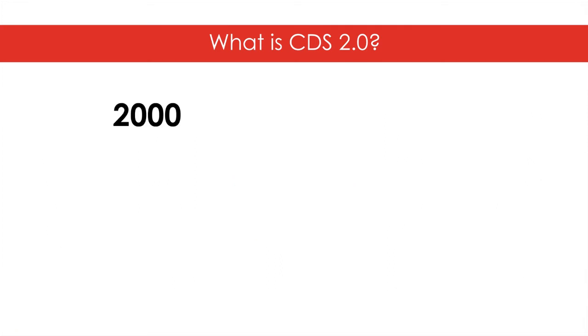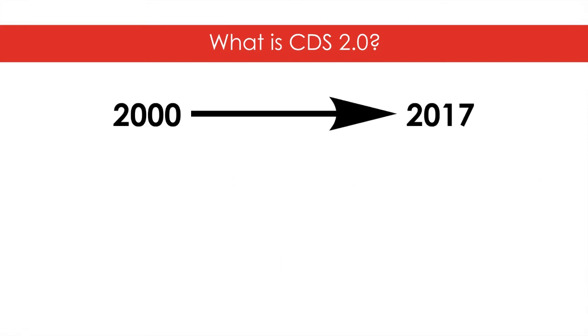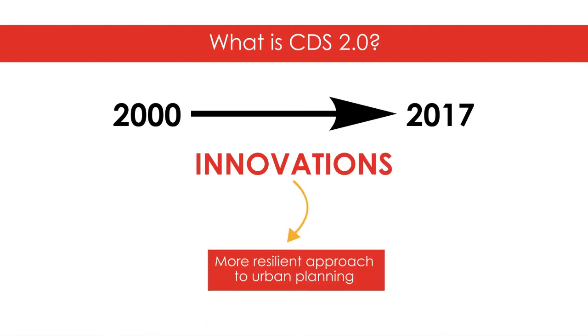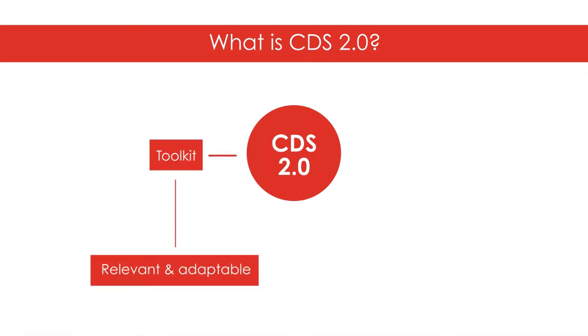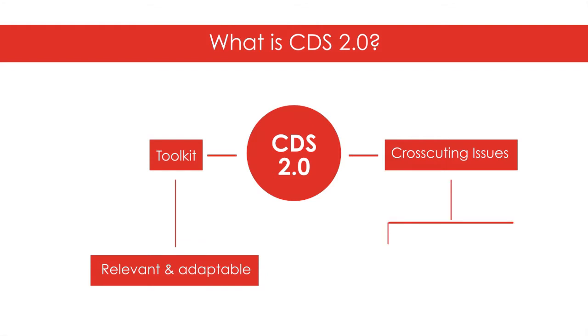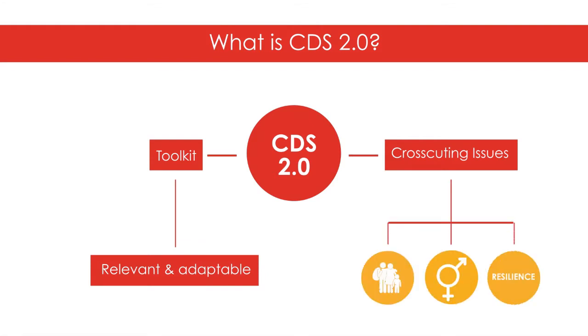After almost two decades of experience with CDS, Cities Alliance introduced innovations in the existing strategy to enable city managers to develop more resilient approaches to urban planning in primary and secondary cities. The new CDS approach, dubbed CDS 2.0, is a toolkit that is relevant and adaptable to a diverse range of cities. This toolkit recommends mainstreaming cross-cutting issues whose relevance or importance is not restricted solely to one sector in each step of strategic planning. Cross-cutting issues in this toolkit include poverty reduction, gender, and resilience.